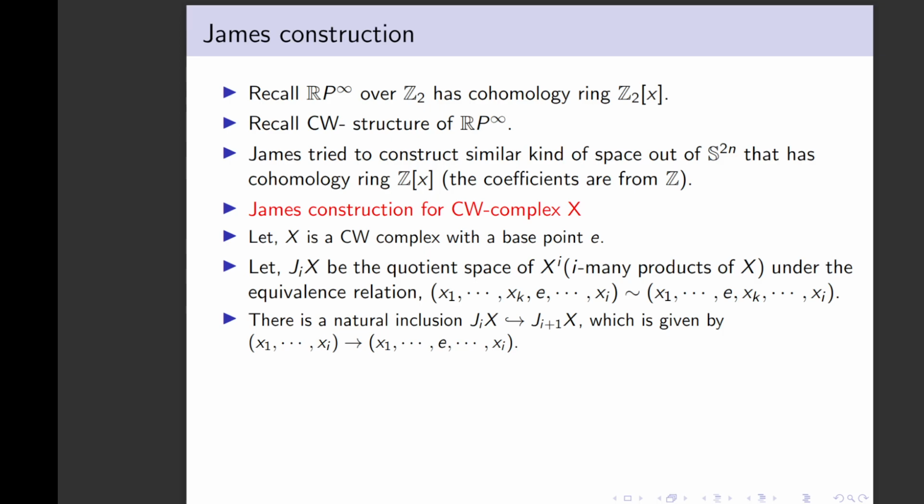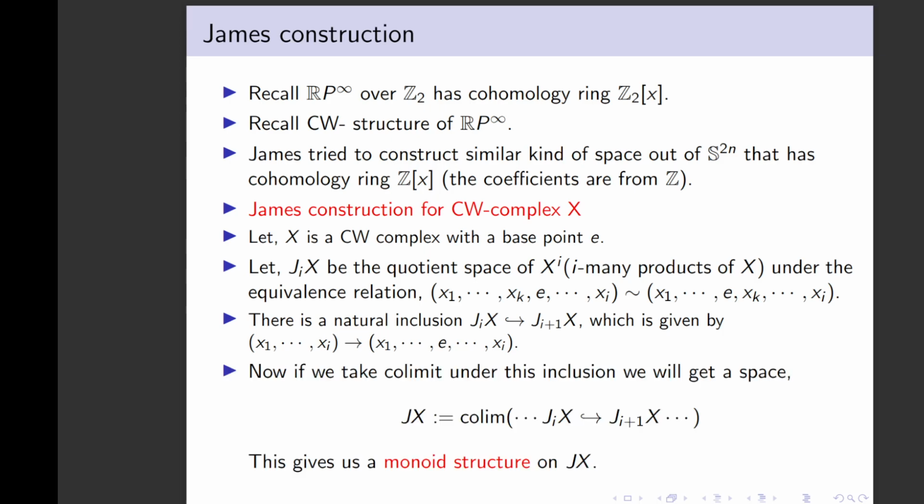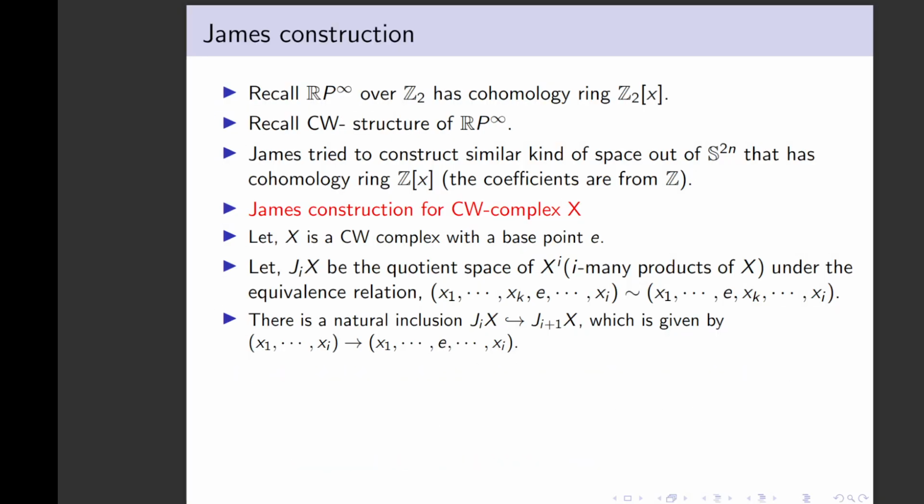So whenever we have e at whichever position, it doesn't matter. We will identify them as a point. So basically, what it helps is giving a kind of product structure. And also there is an inclusion like this, x1 to xi goes to x1 to xi+1, and here this e you can put wherever you want.